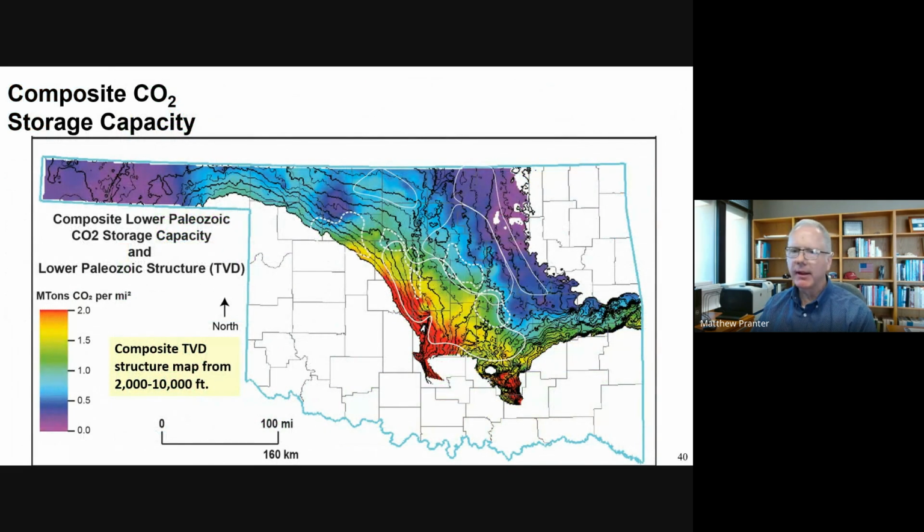And so then putting all this together, this is a composite CO2 storage capacity map. So the colors on here represent the storage capacity for all three of those intervals: the Arbuckle and Timbered Hills groups, the Ordovician, the Simpson, and the Viola limestone, and the Hunton all combined on one map, in million metric tons of CO2 per square mile. And then the contours would be the structure contours, true vertical depth.